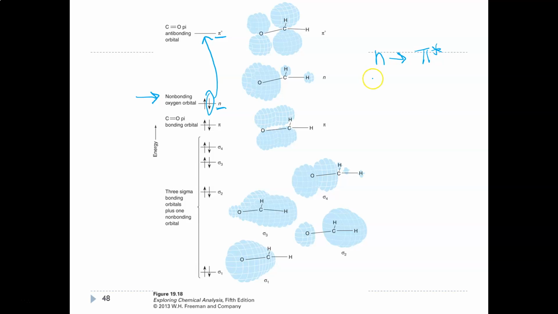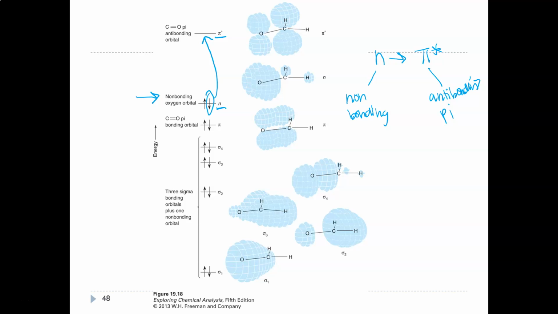Okay, so it's going from a non-bonding orbital, because N stands for non-bonding, to a pi, and pi bonds are involved with the double and triple bonds, but it's an anti-bonding pi orbital. Okay, so what would happen is down here in the N, we would only have one electron, and up here in the pi star, we would have one electron. So that would be an electronic transition.